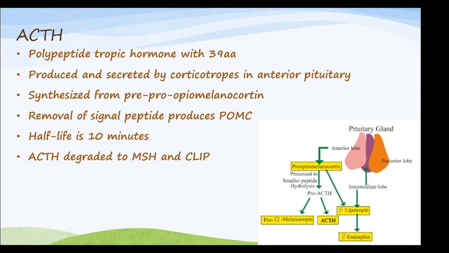ACTH is a polypeptide tropic hormone with 39 amino acids, and it is produced and secreted by corticotropes in the anterior pituitary. ACTH is synthesized as pre-pro-opiomelanocortin, which undergoes further post-translational processing to form the active ACTH hormone. The half-life is 10 minutes, and ACTH can further be degraded to melanocyte stimulating hormone and CLIP protein.